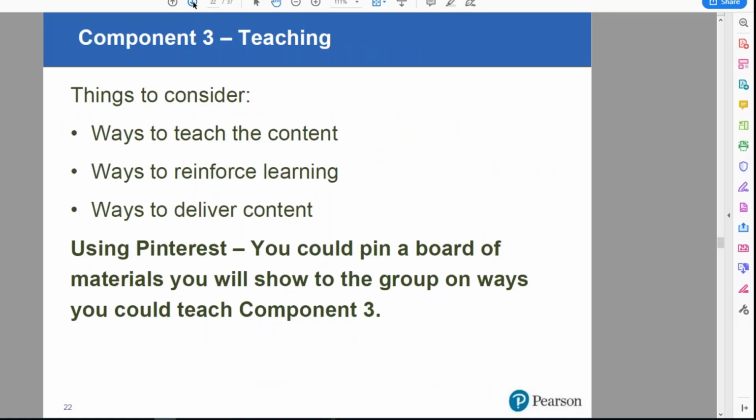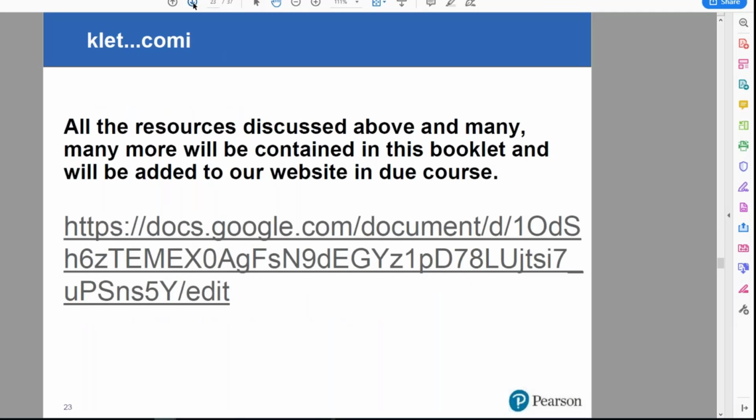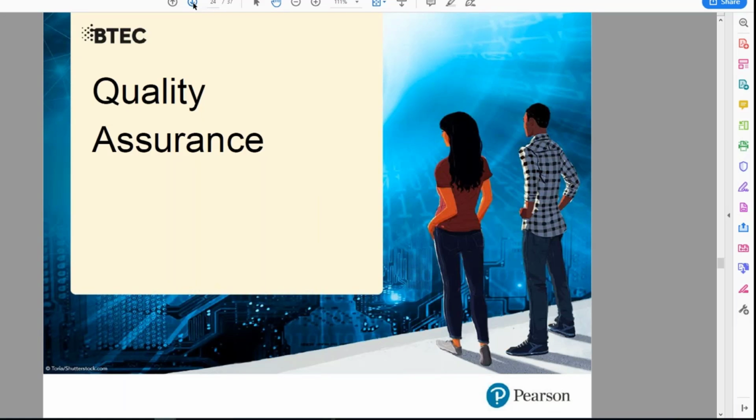Ways to teach. There was a slide really early on which showed that there are elements of the subject content of component 3 which are relevant to both component 1 and 2. There are some ideas here about interesting ways. Pinterest is something that one of my colleagues is very keen that we look at as a way to do it, and I can show you more about that in a minute.